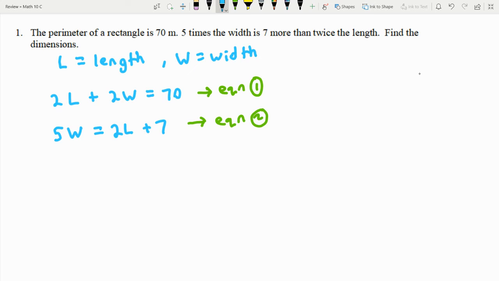So what I notice is that I'm going to do something a bit different here. Normally I sub in L equals or W equals. Today I'm going to sub in something different. I'm going to sub in 2L equals because I see that I have 2L in the top and the bottom.